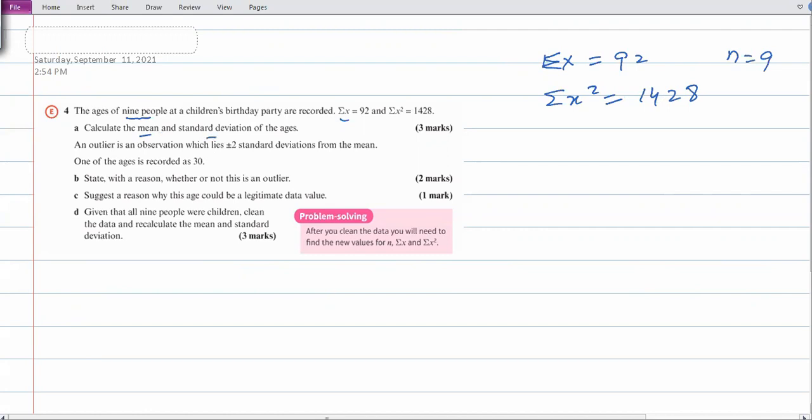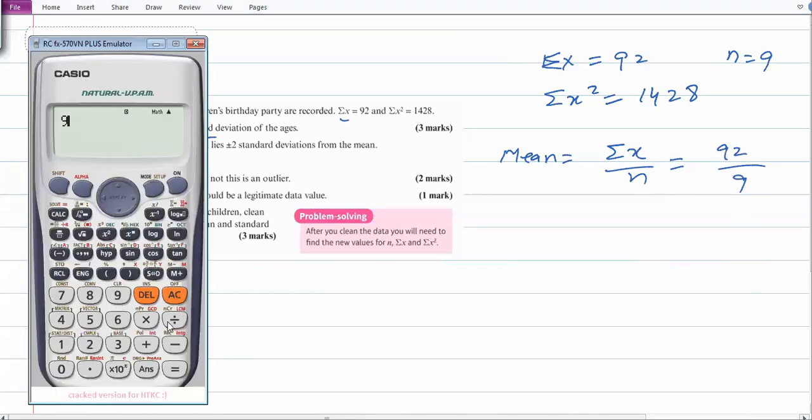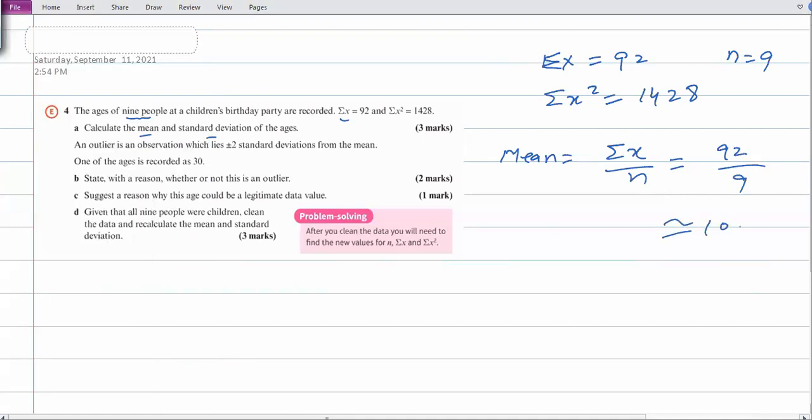Now, what is the formula for the mean? Mean is equal to sigma x over n. This we used in the previous unit. Sigma x is 92 and n is 9, so 92 over 9. That is 10.2222, which you can say is 10.2. So 10.2 is the mean.